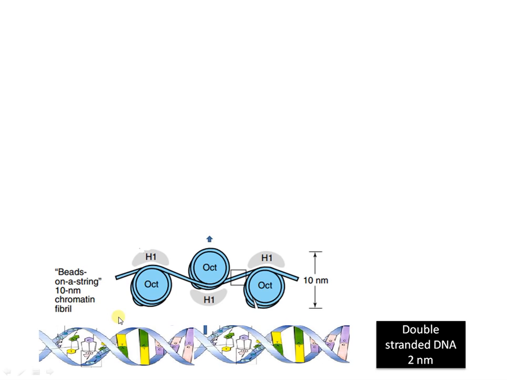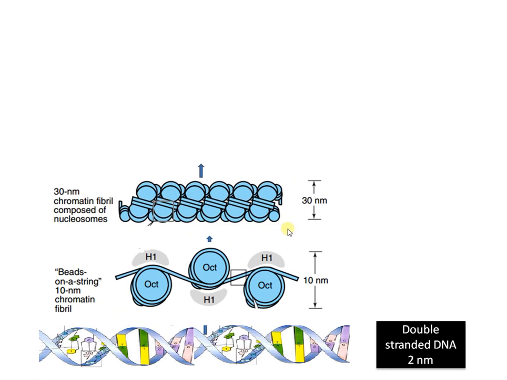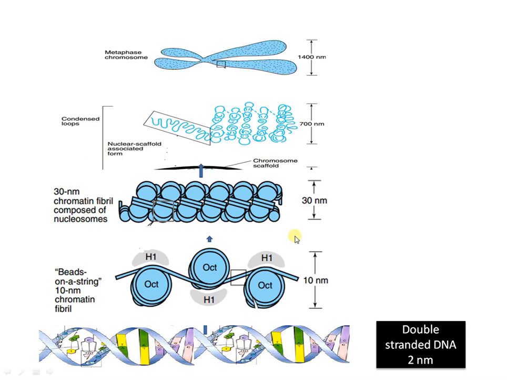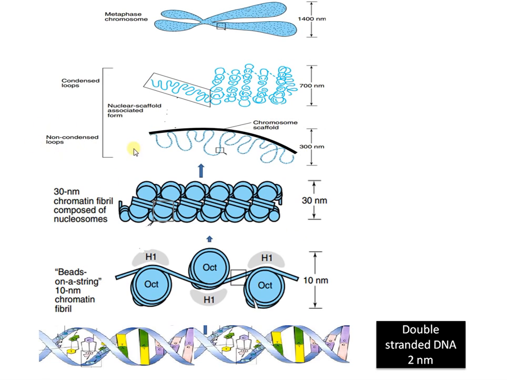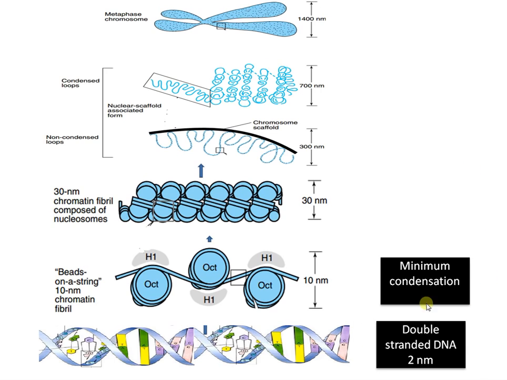Now we call it a chromatin fibril. This is further condensed to form a 30 nanometer chromatin fibril that is composed of nucleosomes. Further formation includes a non-condensed loop, a condensed loop, and ultimately the metaphase chromosome, where the chromosome has the maximum condensation. So let us see what is happening. The minimum condensation, or the basic level of DNA packaging or compaction, is the nucleosome model, or beads-on-a-string model, and each unit is called a nucleosome.